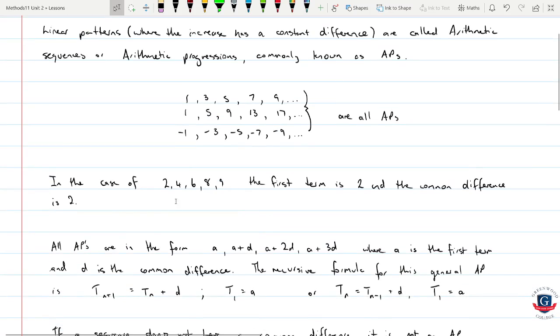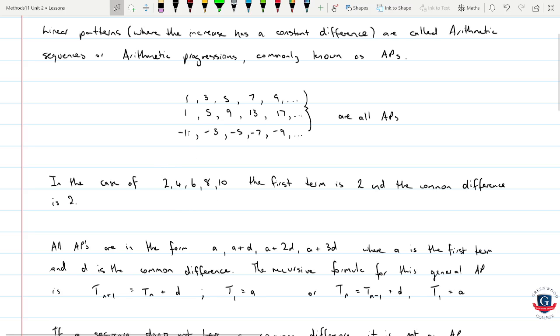Now let's just have a look at this case here, 2, 4, 6, 8, 10. Here we go again. Now we have an arithmetic progression. The first term is 2, and the common difference is also 2. It's going up by 2 each time. So with all of these cases, they have a specific form.